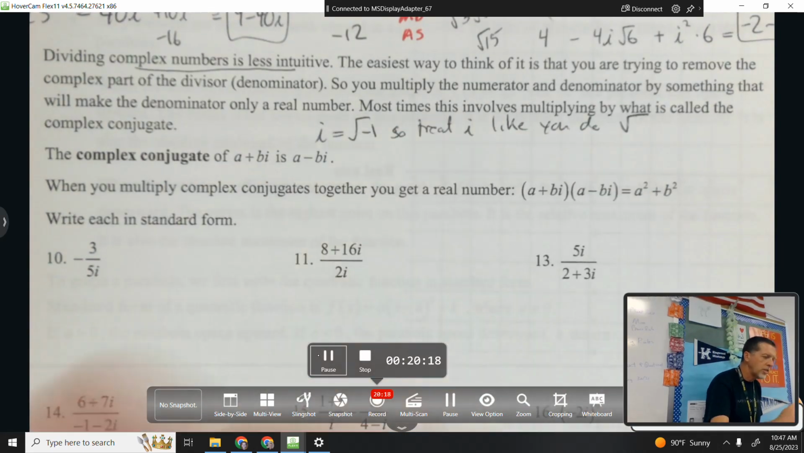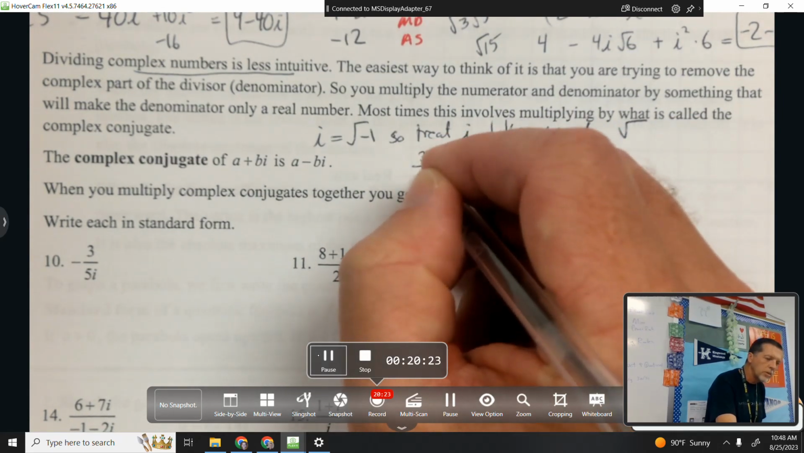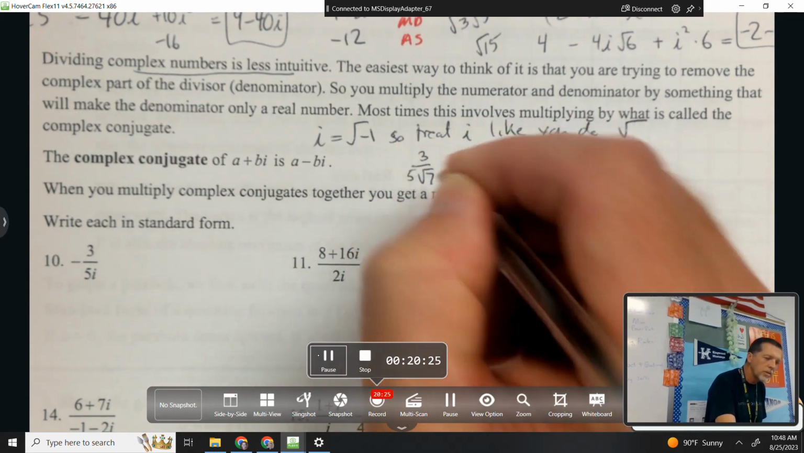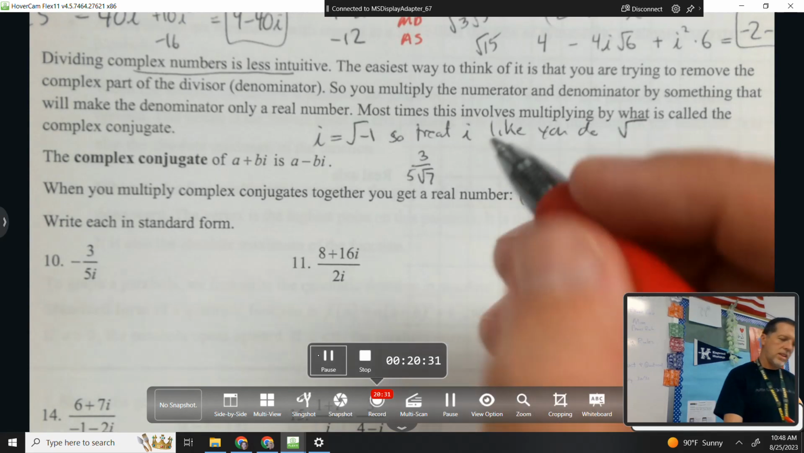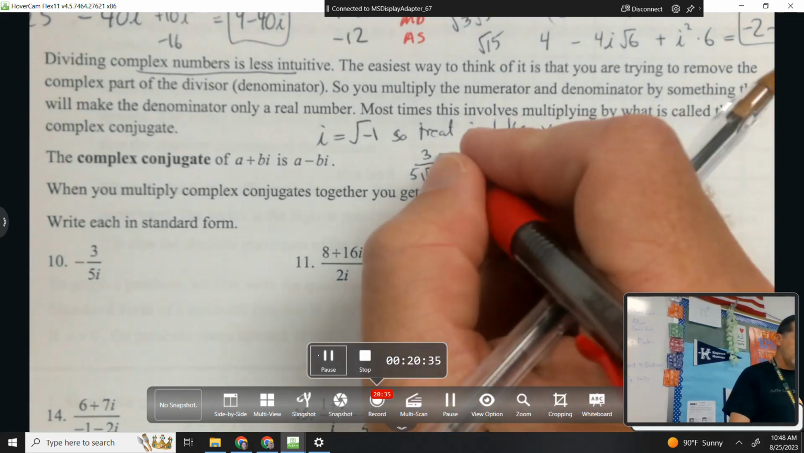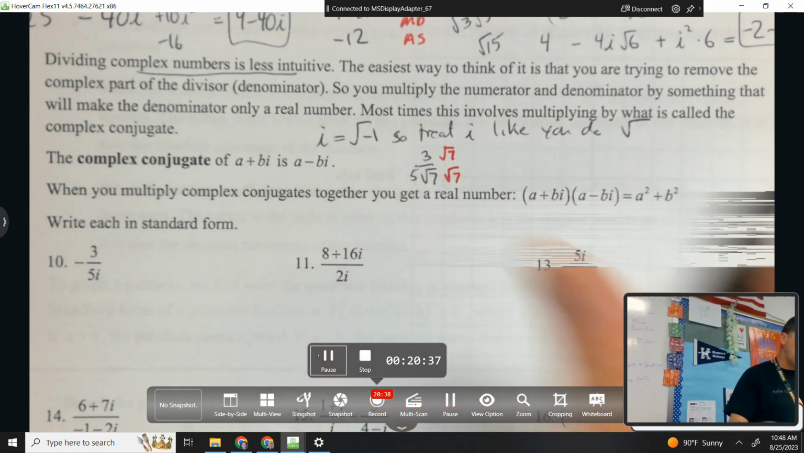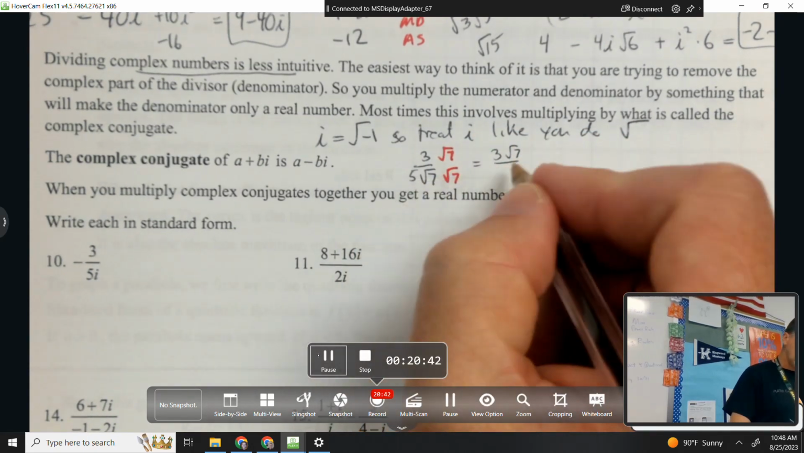Let's remind ourselves how we fix square roots. If we had 3 over 5 square root 7, how would you fix that one? What would you multiply by? Top and bottom by square root of 7. So you'd end up with 3 root 7 over 35.